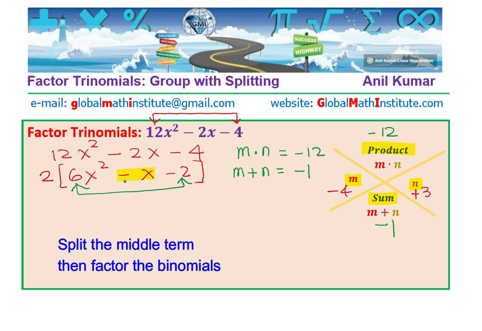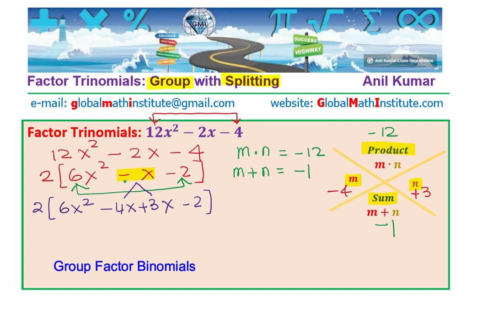So what we now do is we split the center term, and that is where the splitting comes, right? So first you group factor and then you split the middle term. We'll split the middle term and then rewrite the expression as 6x squared, the first term, but the middle term will be written as minus 4x plus 3x. See, minus 4x plus 3x is minus x, correct? Makes sense. And then we have minus 2 there, correct.